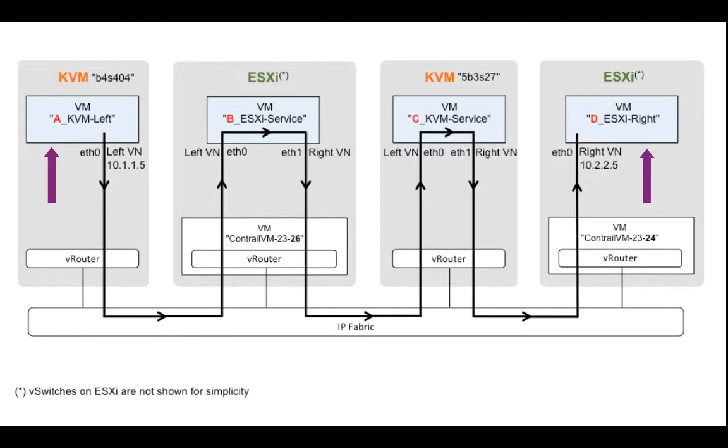VMs A and D are simple VMs with just one network interface each. On the other hand, VMs B and C are layer 3 service instances with a left and a right interface each. The flow we are going to illustrate is a simple ping that goes from 10.1.1.5 on VM A to 10.2.2.5 on VM D. And we will demonstrate that the flow goes through the 2 service instances in the chain.